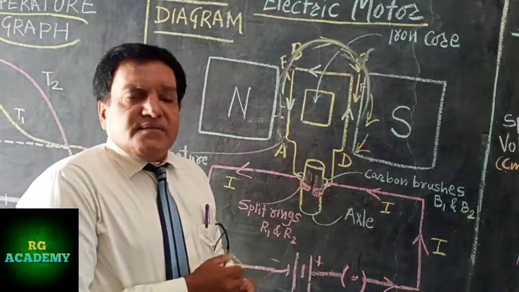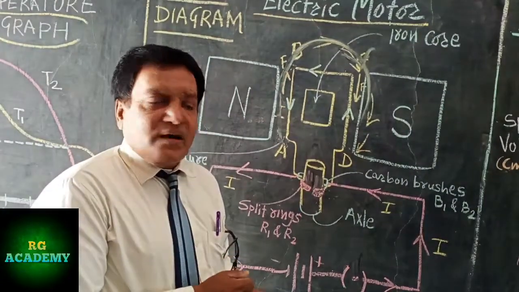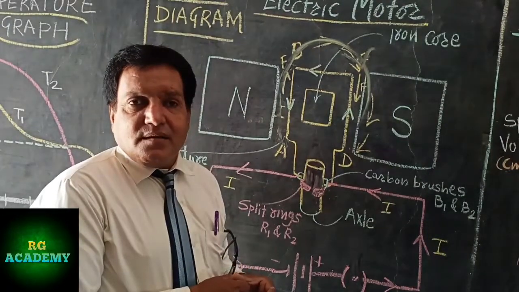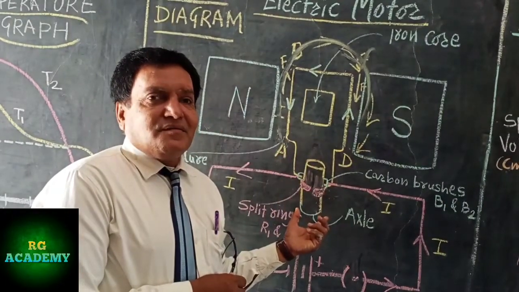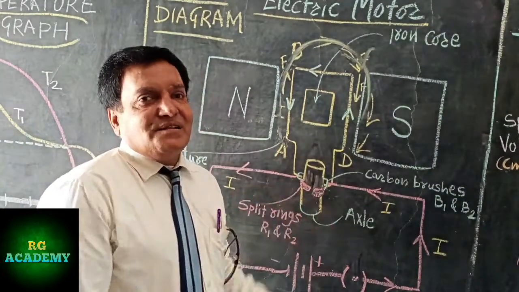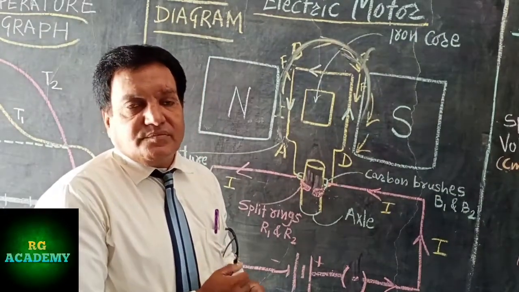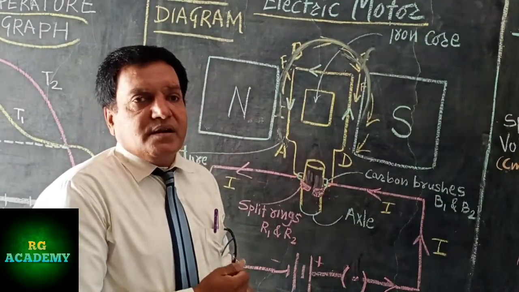So we can say that with the help of electric energy, the coil in the electric motor will rotate. It experiences the force, and the axle, which is connected to this armature coil, rotates fast. So that is the working of the electric motor.